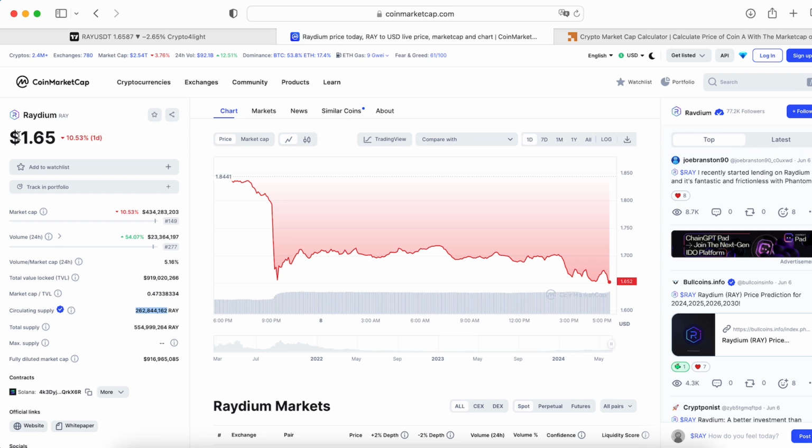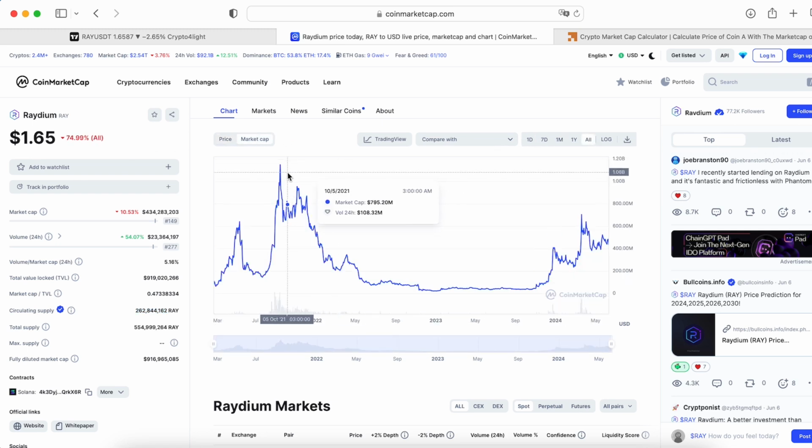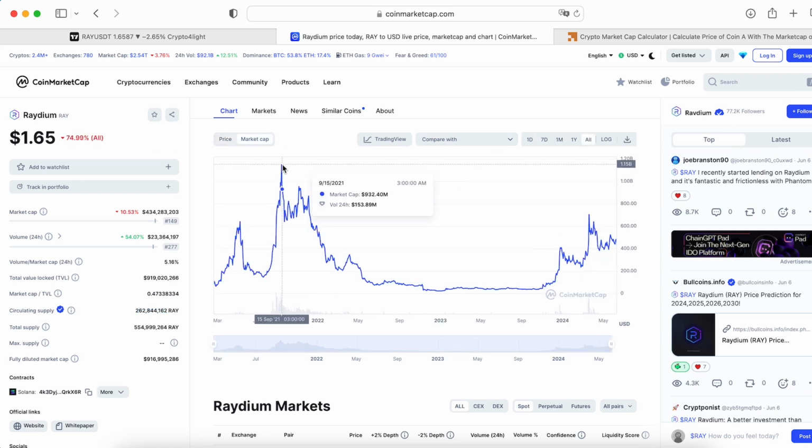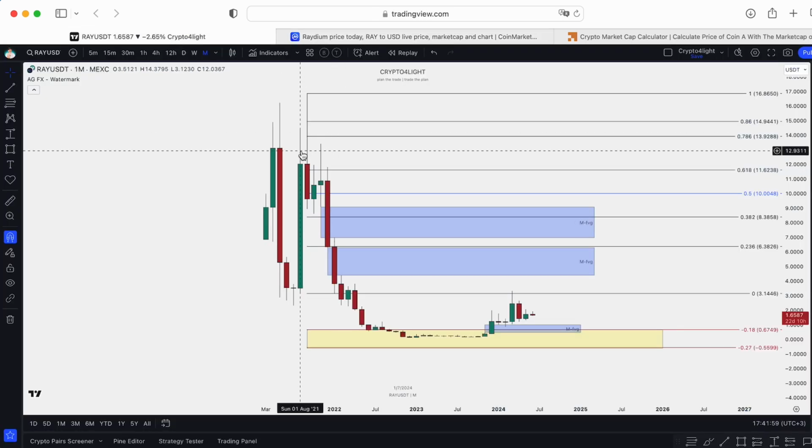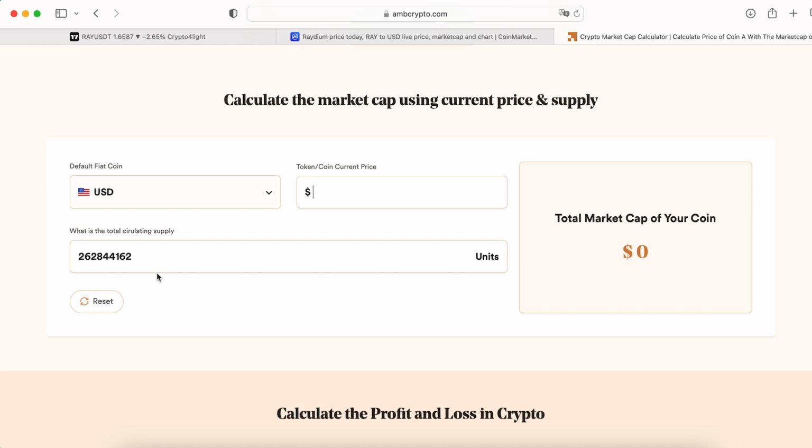And the price is like $1.65. It's an okay price, right? If we take a look at the market cap, previously the highest point was in September 2021, like 1.1 billion. Now we see it at 435 million. At that time in September 2021, the price was around $17. So imagine, with this circulating supply, if we hit, let's say, $5. Yes, $5. With a $5 price, the market cap will be bigger than it was at the all-time high.